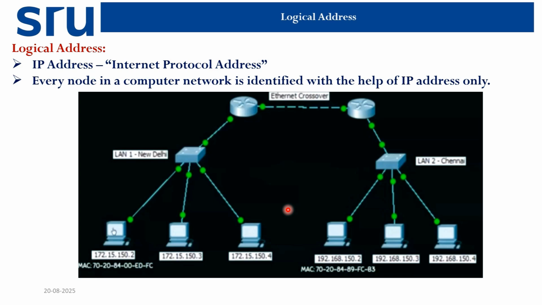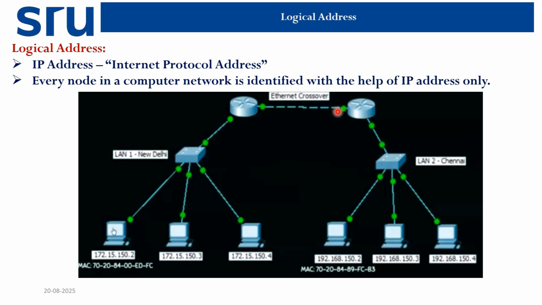Let us take one example. In this example, a lot of end devices are connected. This is one end device, here one end device, and here also there are end devices connected. These end devices are connected to a switch. It forms local area network one, which is located in New Delhi. And these three end devices are connected to a switch, and this forms another local area network. It is in Chennai. These in turn are connected to the routers.